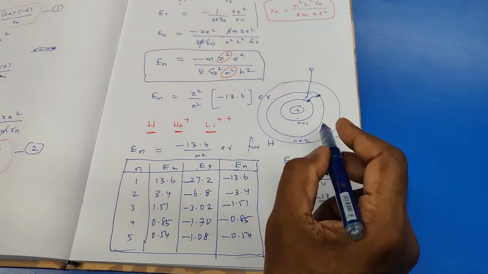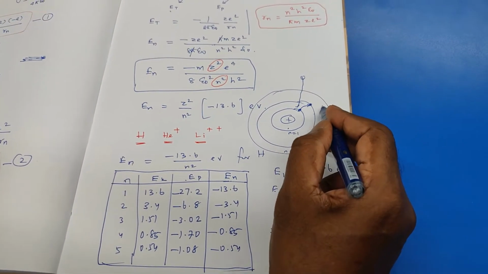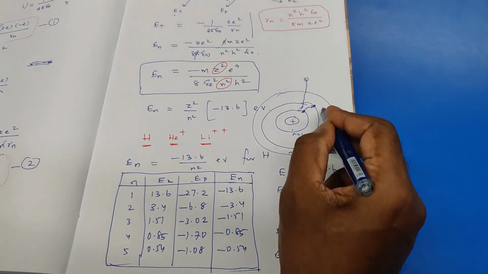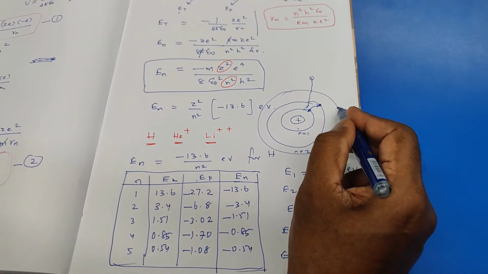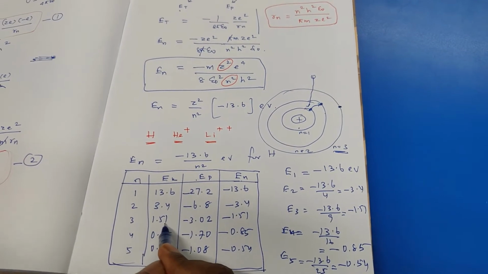Supposing if the question is, when the hydrogen electron is in the second excited state, okay, n is equal to 3, second excited state, what is the kinetic energy? That means you have to come here, kinetic energy 1.51.